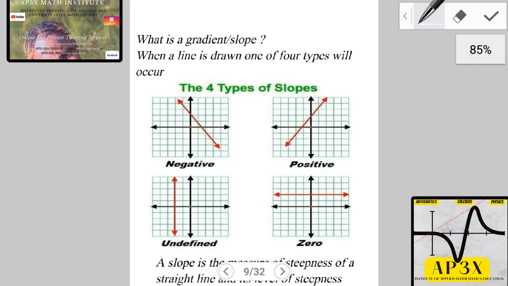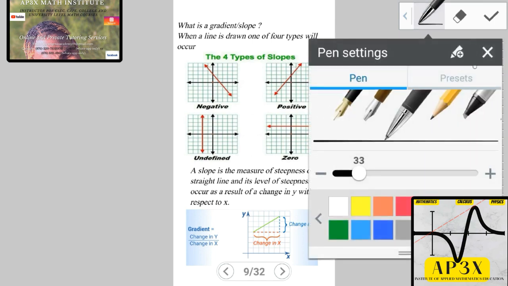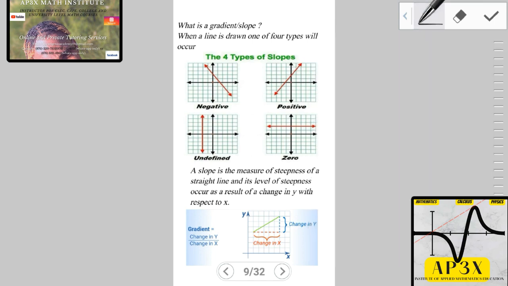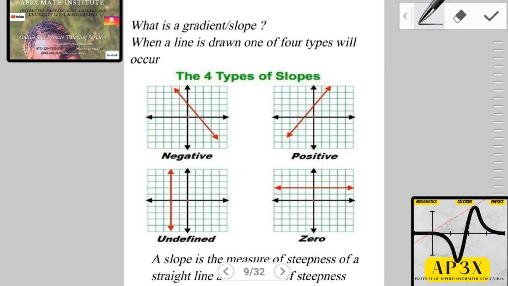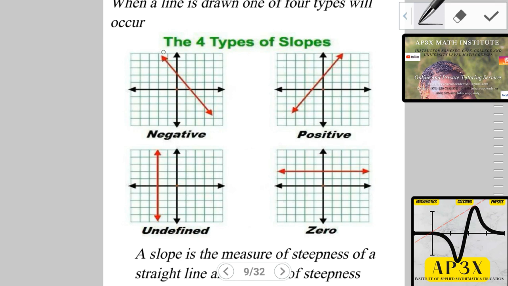Okay, now once we have that concept down, we can move on to what is known as the slope, or most commonly referred to as the gradient of the line. And so what is the gradient? The gradient, the slope, there are basically 4 ways in which a line can slope. A slope can be negative, and this is where you're basically going down a hill.